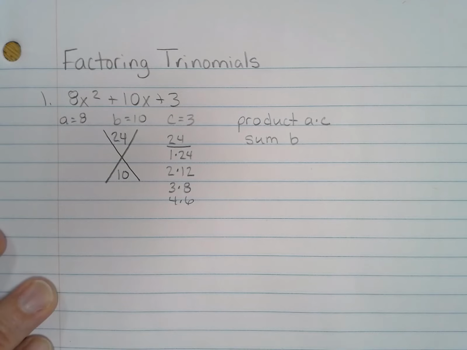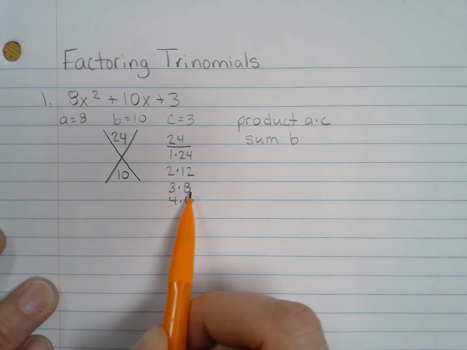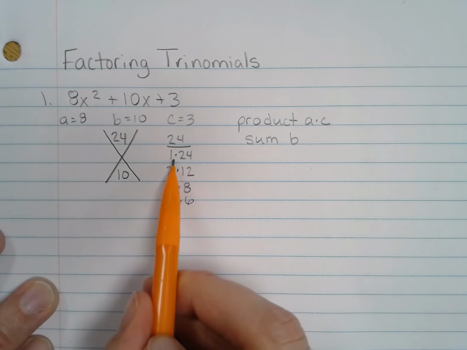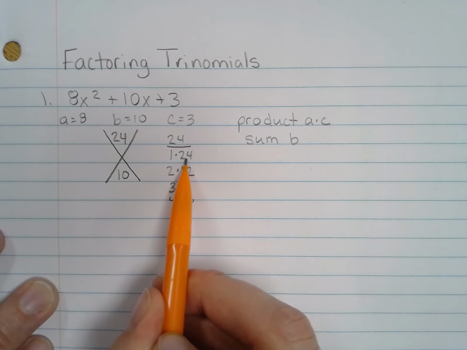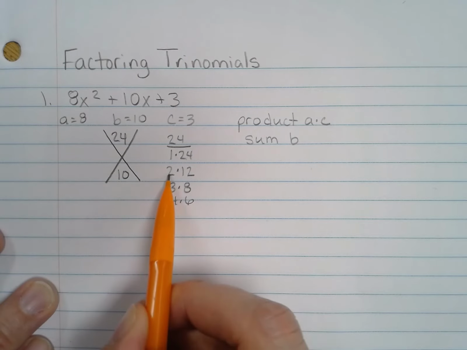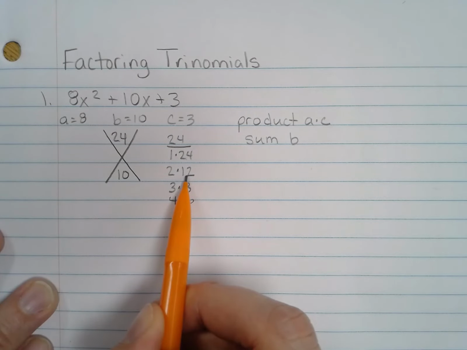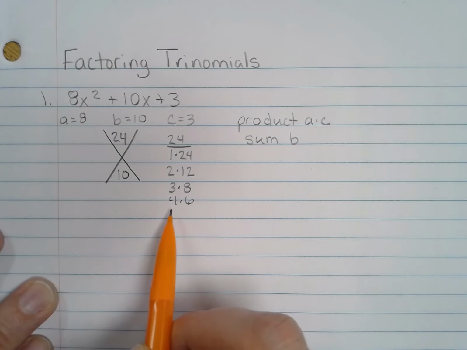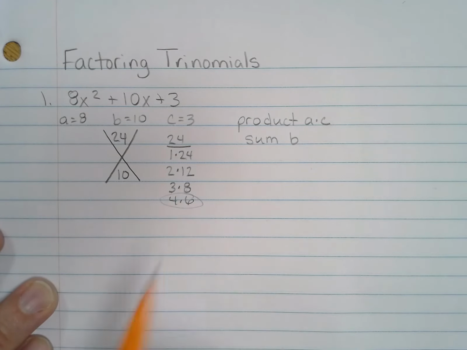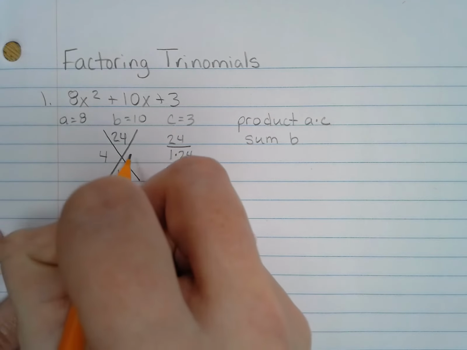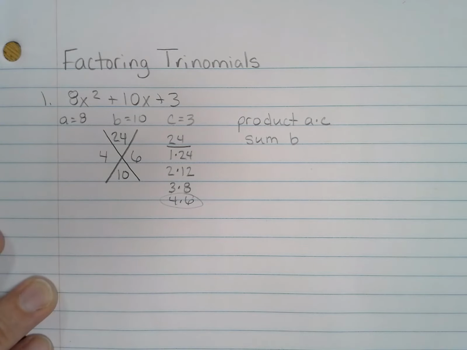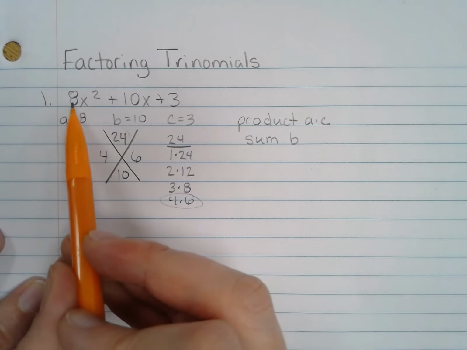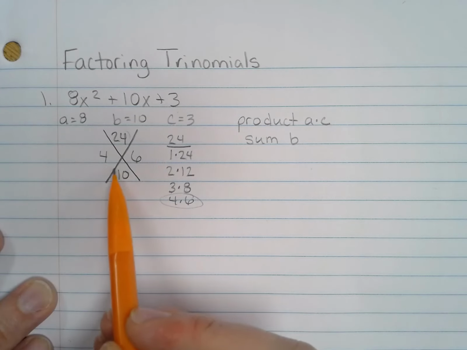So from this list, we will start adding together the factors to equal the sum of 10. So 1 plus 24 does not equal 10. 2 plus 12, again, does not equal 10. 3 plus 8 does not work. It is the 4 plus 6. That is the pair that we will need.